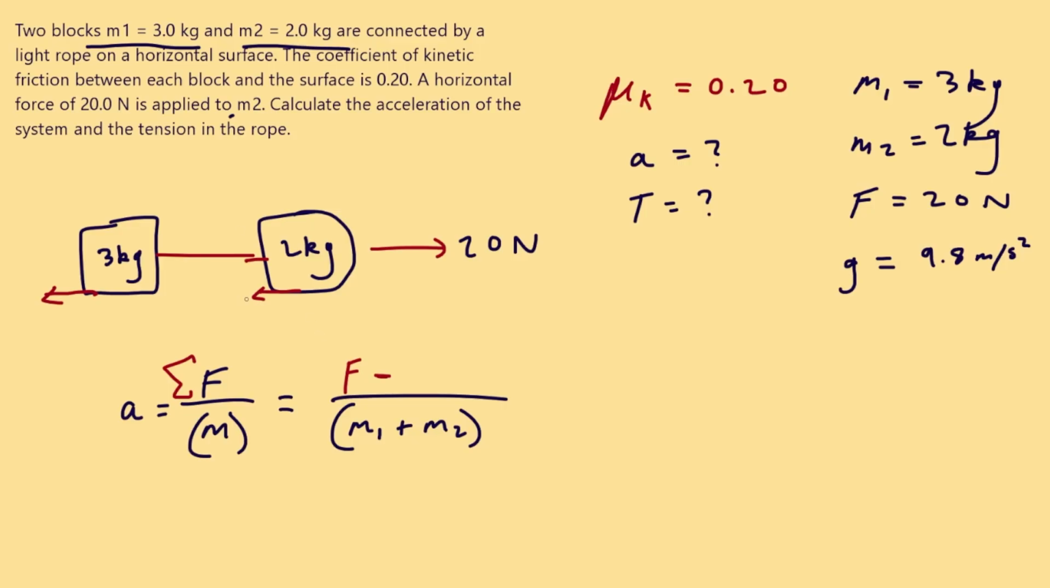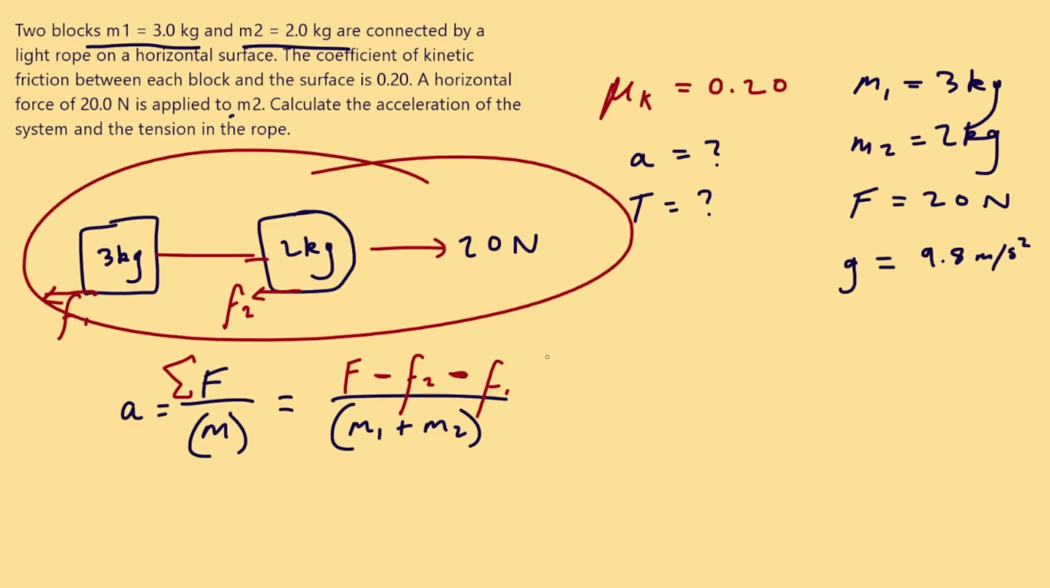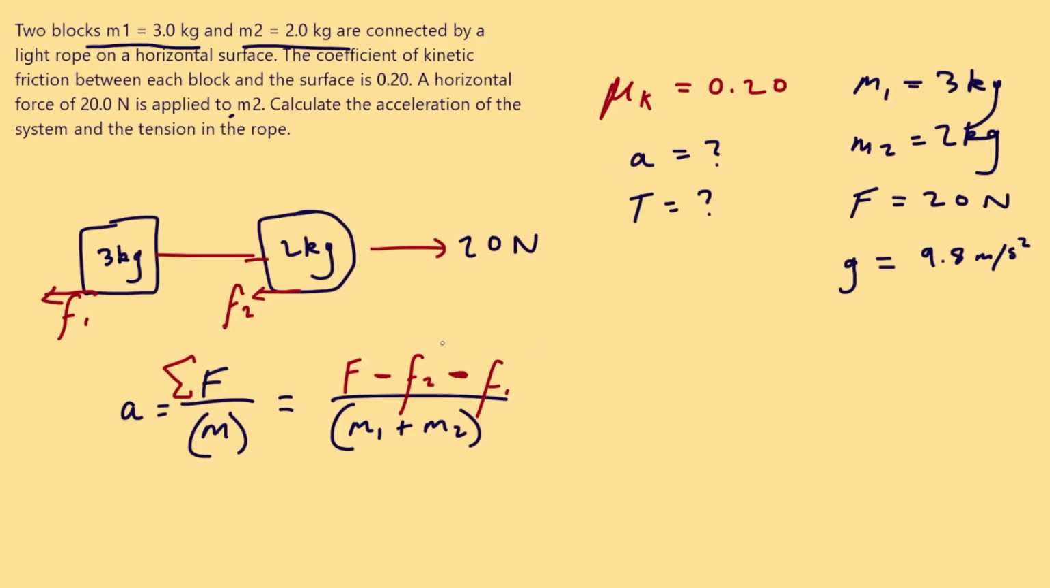So friction would be friction of the second block and friction of the first block. That is the net force acting on our system. So we have to take into account friction this time. Now, what is friction? How do we find friction?